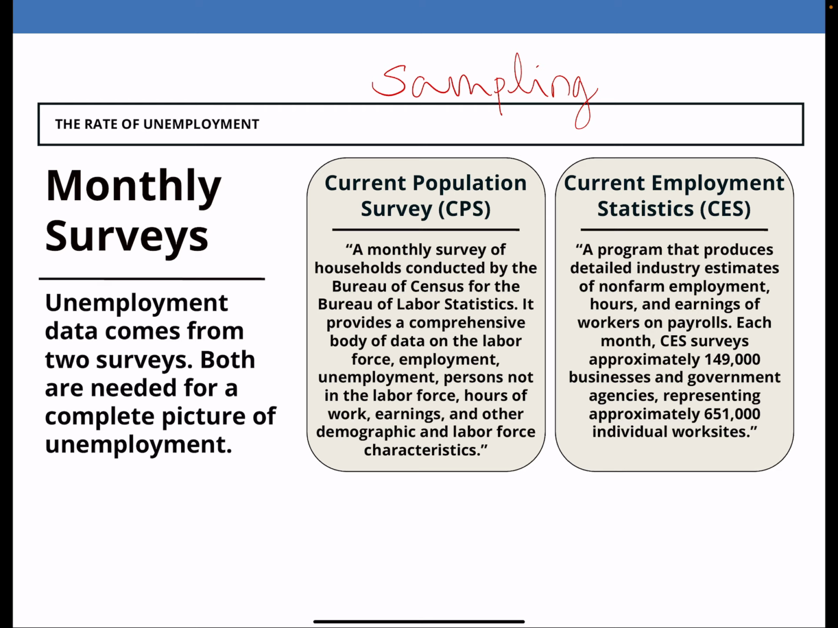And then there's a Current Employment Statistics survey as well. This one is focused on the firm side, gathering data from firms. These two together give us the information we need for unemployment and labor force calculations to take place.